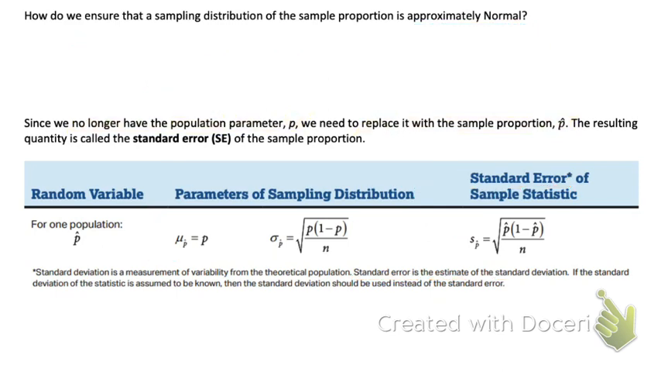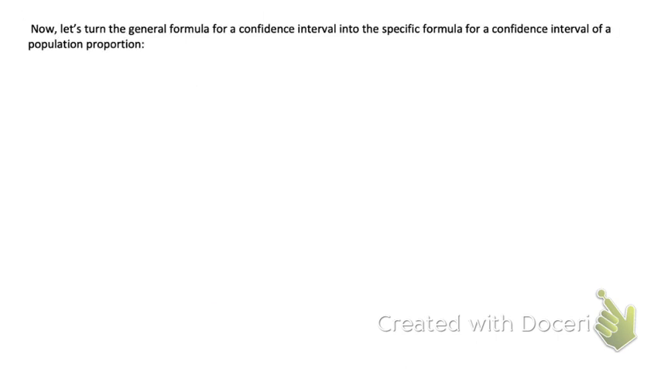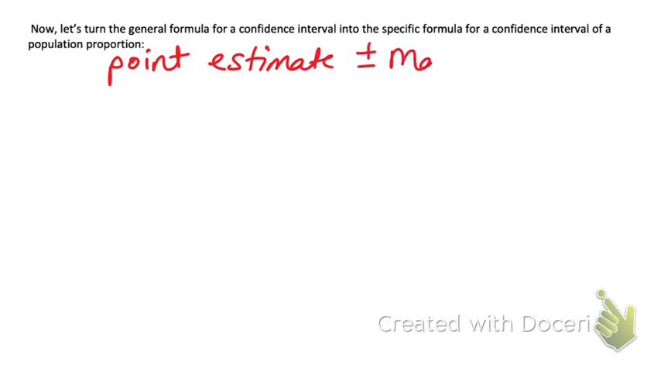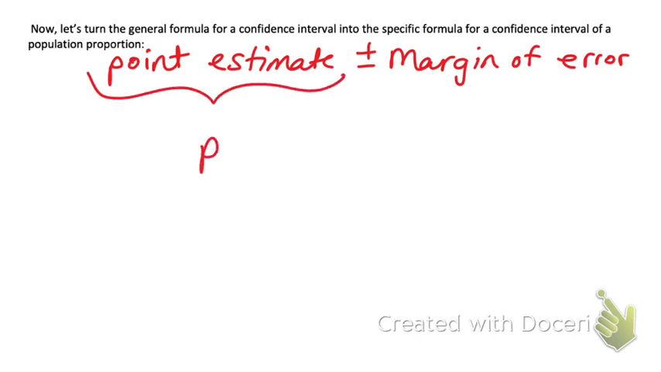All right, so let's now look at the general form of a confidence interval for population proportion, and then we're going to turn it into the specific formula. So we have the point estimate plus or minus the margin of error. Our point estimate is our statistic. It's our p hat. That's the value that is going to be right in the middle of your interval. And then you're going to add or subtract the margin of error.